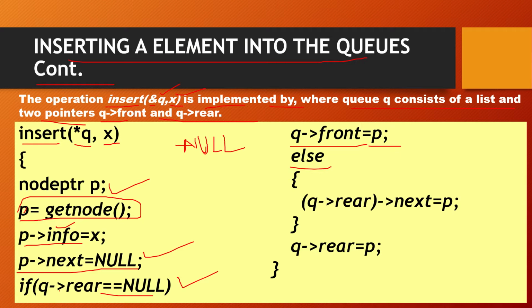Else, if Q rear is not equal to null: if it is null, then we updated the Q front value, which becomes P. Otherwise, if this is not the case, then we copied in the next part of the node to whom Q rear is pointing, the value of P, the address contained by P.